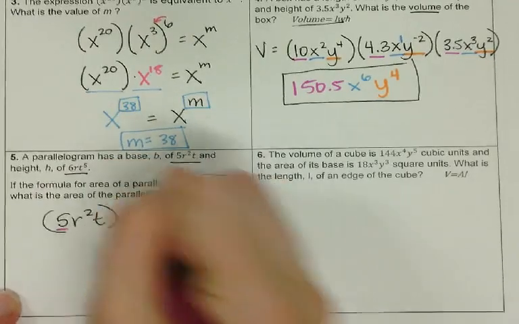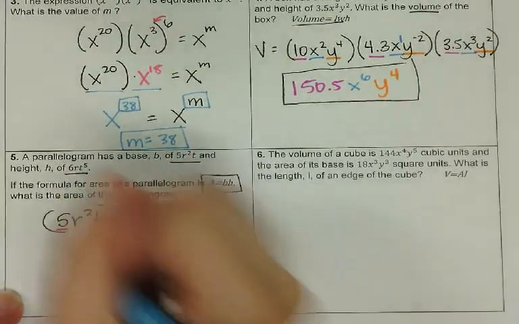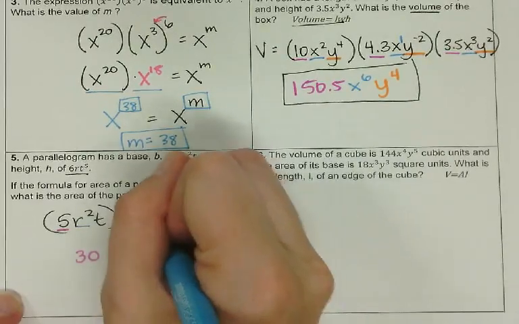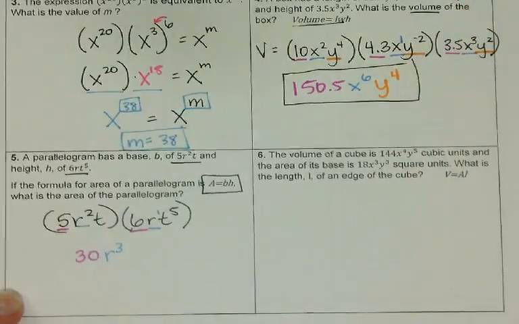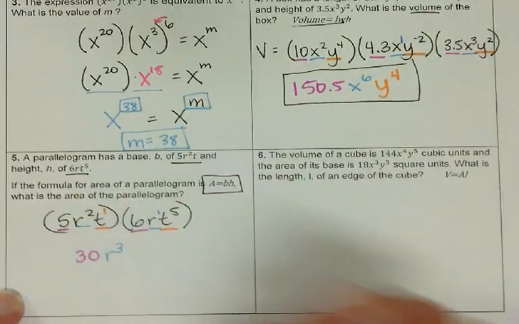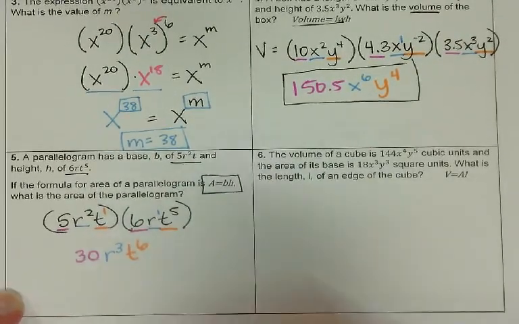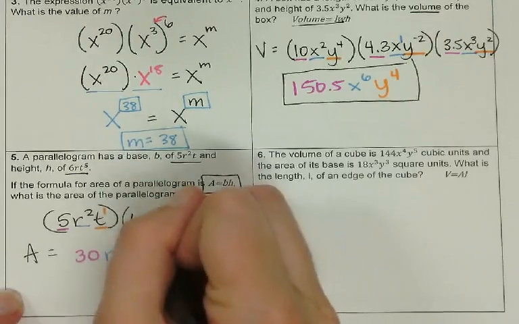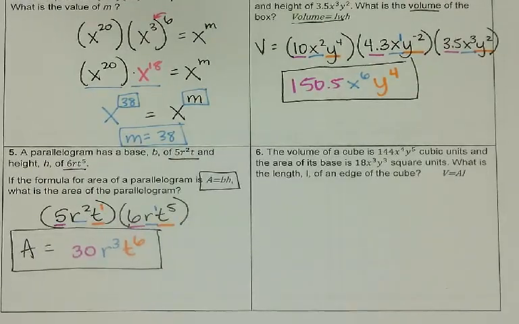So we do 5 times 6, which gives us 30. And then we are going to do r squared times r^1. So that gives me r^3. And then we do t^1 and t^5. So that gives me t^6. So guys, my area is equal to 30r cubed t^6. Cool? Or t to the 6.